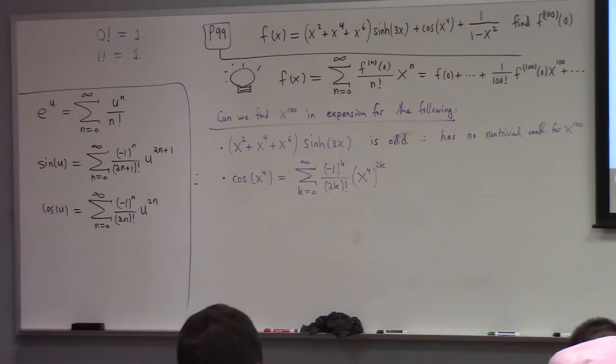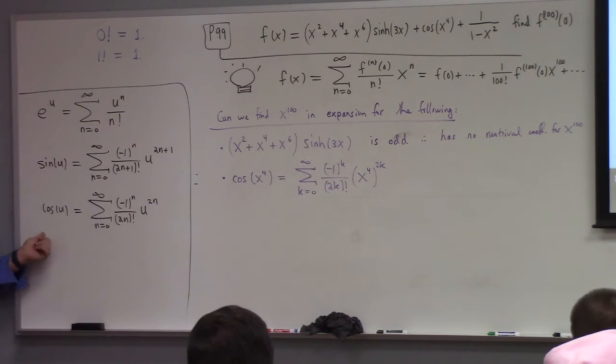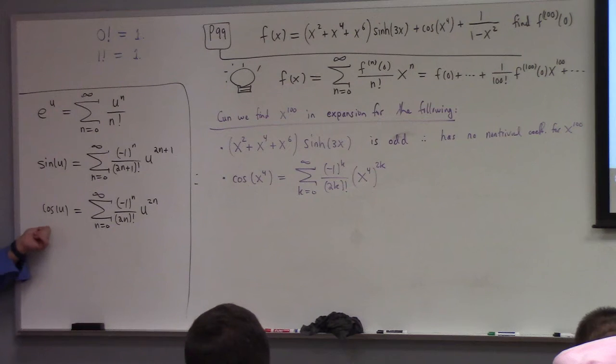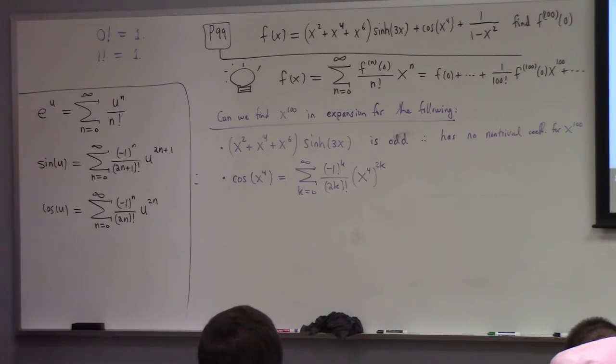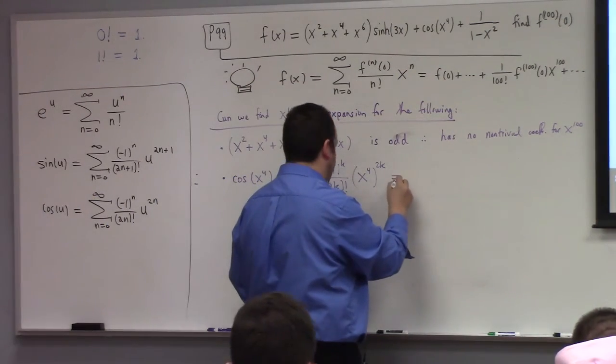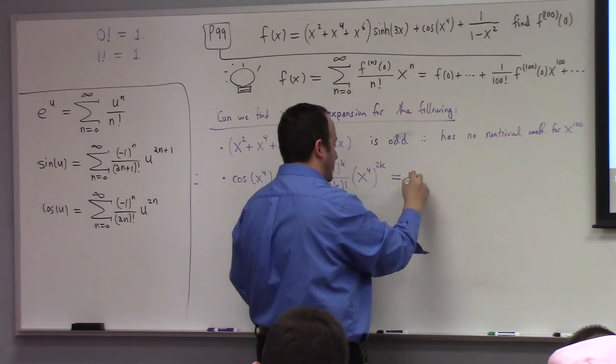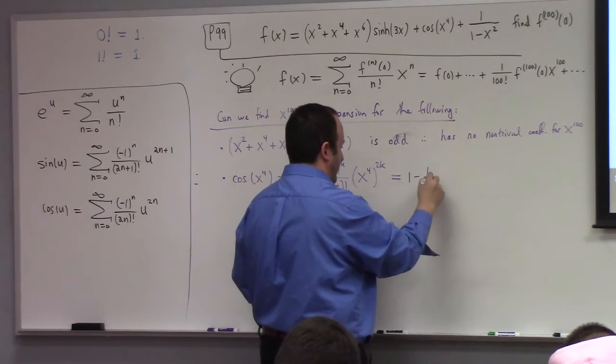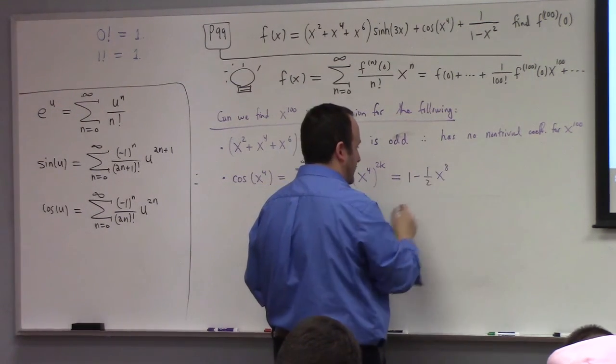I need to memorize this. This is something you should leave this course knowing: the power series for cosine. Good students of Calculus 2 know this when they leave this course. So with the substitution that's just 8k in the exponent, right? So I've got 1 minus 1/2 x to the power 8.